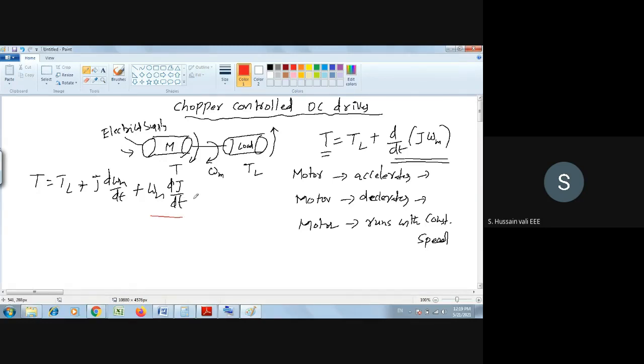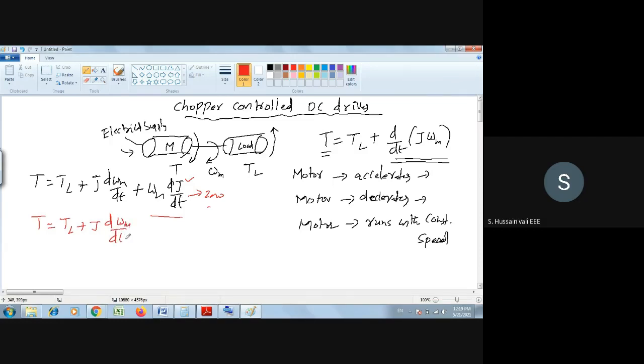This part you consider as zero. Why you generally consider this as zero is that the differentiation of your moment of inertia J, generally you consider this J as constant. So its differentiation is zero. So then what is left here is that T is equal to TL plus J d omega m by dt.